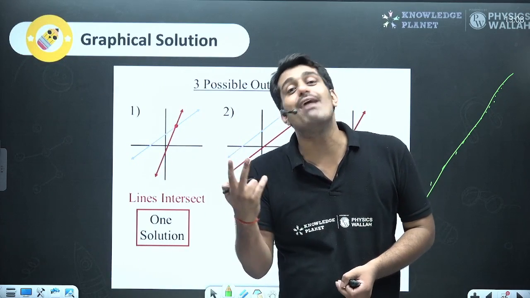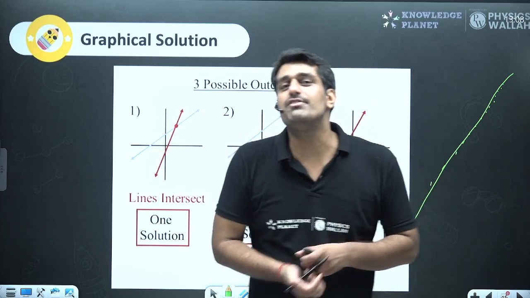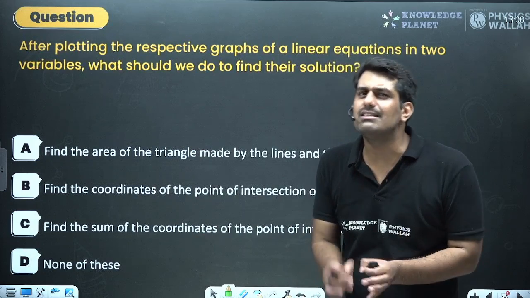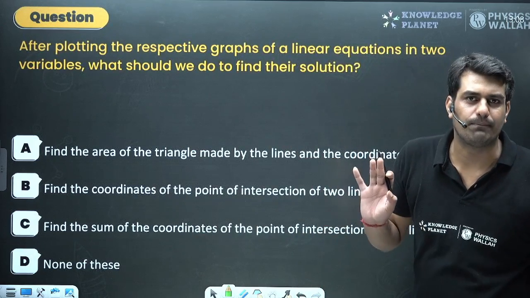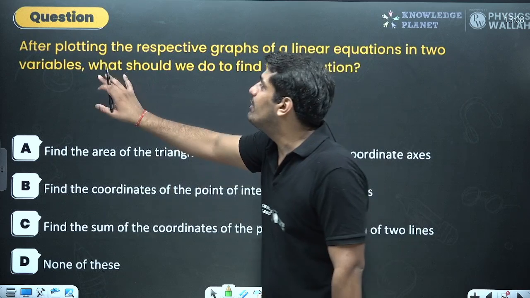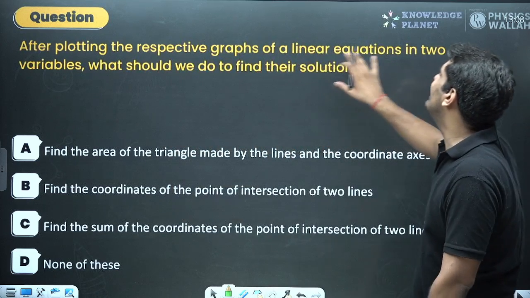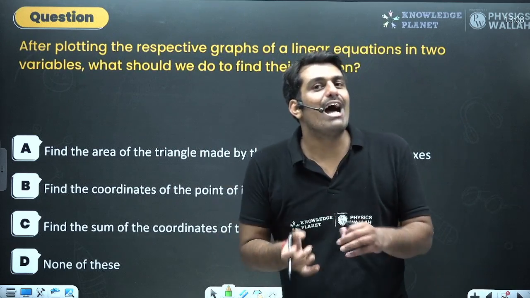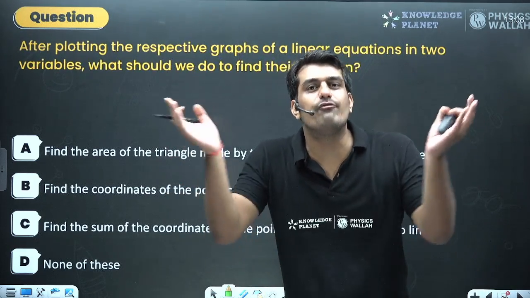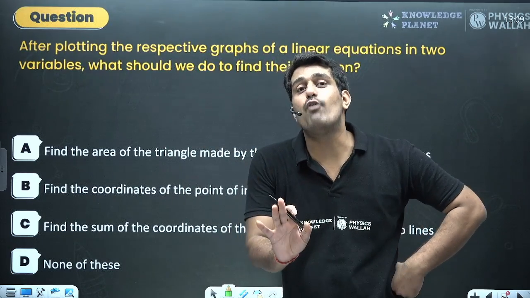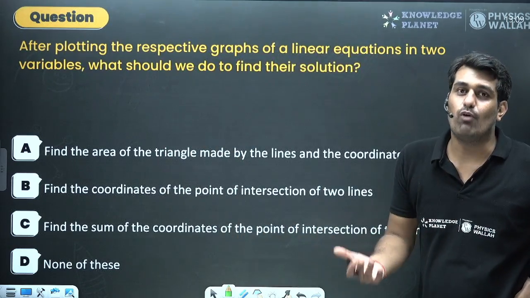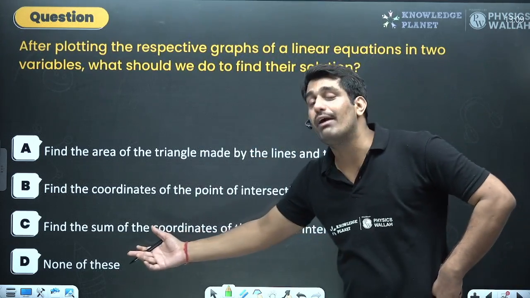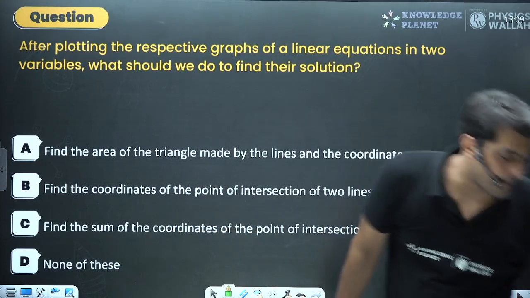And basically we have two methods which are more convenient. The first method which we come up with is called the substitution method. We'll talk about the substitution method. First, quickly answer a few very easy questions. The question over here says, after plotting the respective graphs of the linear equations in two variables, what should we do to find the solution? So they are saying you have spent your time plotting the graph and you have formed two lines. Now once you have formed two lines, what will be the next procedure? How will you find the solution? Please read the options over here carefully and think about the correct answer.